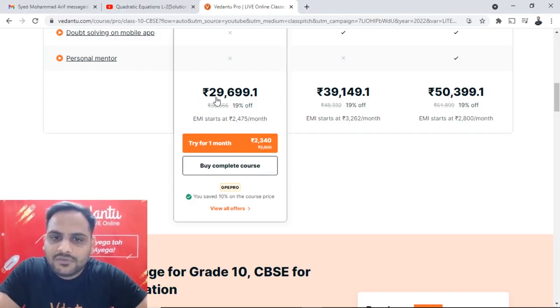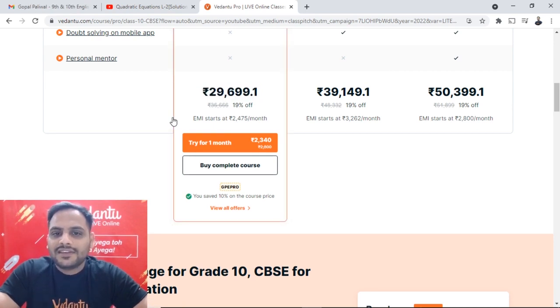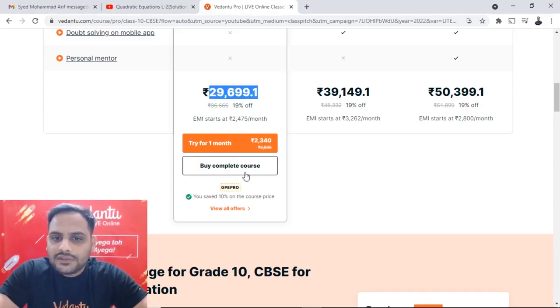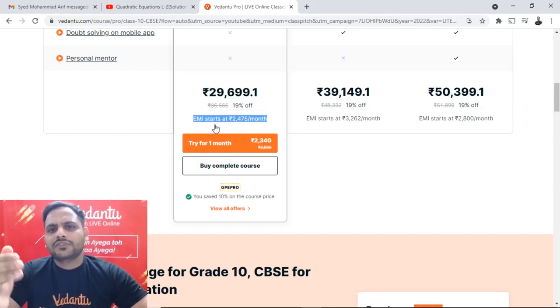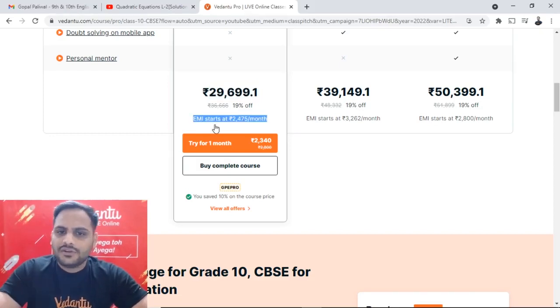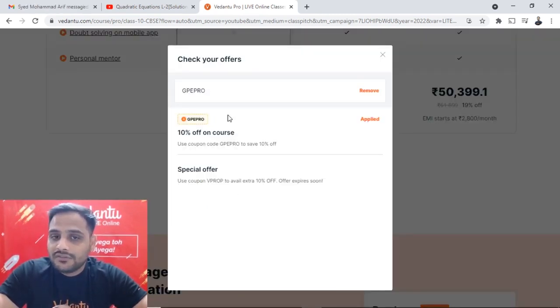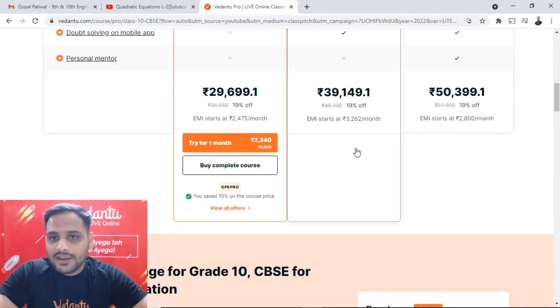Now, some students will be able to pay this very easily, while some may say, sir, it is easier for us to pay monthly. So don't worry, guys. When you take the buy complete course option, an EMI option is also available, with which you can pay in monthly installments, so it will not be a burden. In any case, please don't forget to use the code GPE Pro so that you get 10% off, and that will be the minimum price at which you will get this course.